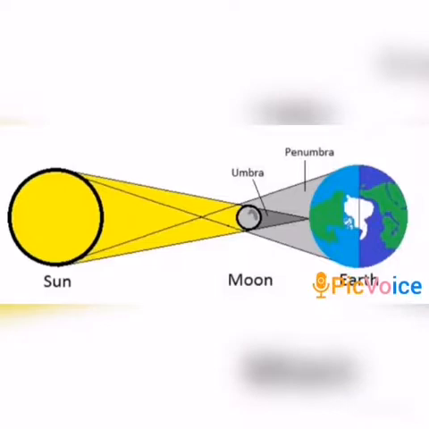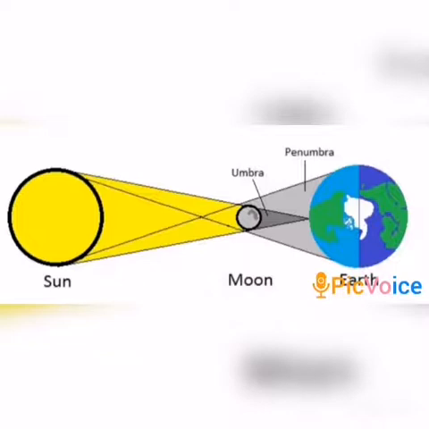Next, solar eclipse. The solar eclipse occurs when the sun is partially or completely hidden. Here, the moon is moving around the earth in its orbit. While moving along its orbit, when the moon comes between the earth and the sun, it blocks the light of the sun from reaching the earth and the shadow of the moon falls on the earth. This phenomenon is called a solar eclipse.